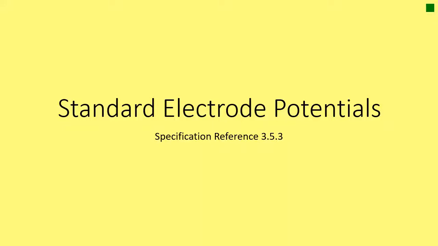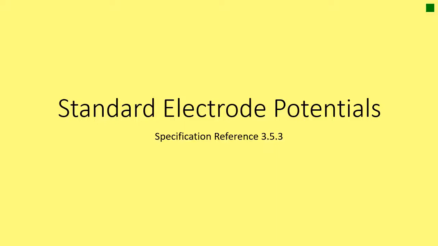Hello and welcome to this video lesson on standard electrode potentials. And the clue about the subject for this lesson is in the word standard, as in standard conditions, because redox reactions are equilibrium reactions, of course, and as you'll remember from the topic on equilibrium, the equilibrium position changes depending on things like concentration and pressure and temperature.